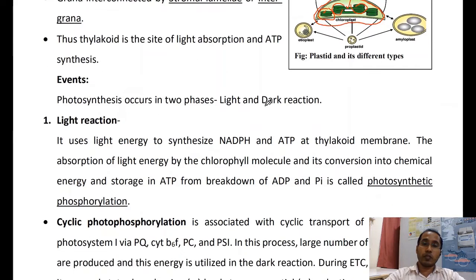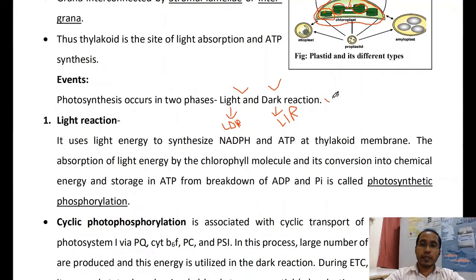Photosynthesis occurs in two different phases: light reaction and dark reaction. Why is it called light reaction? Because there is a light dependent reaction and a light independent reaction. You can see we can write down here light dependent reactions and light independent reactions.